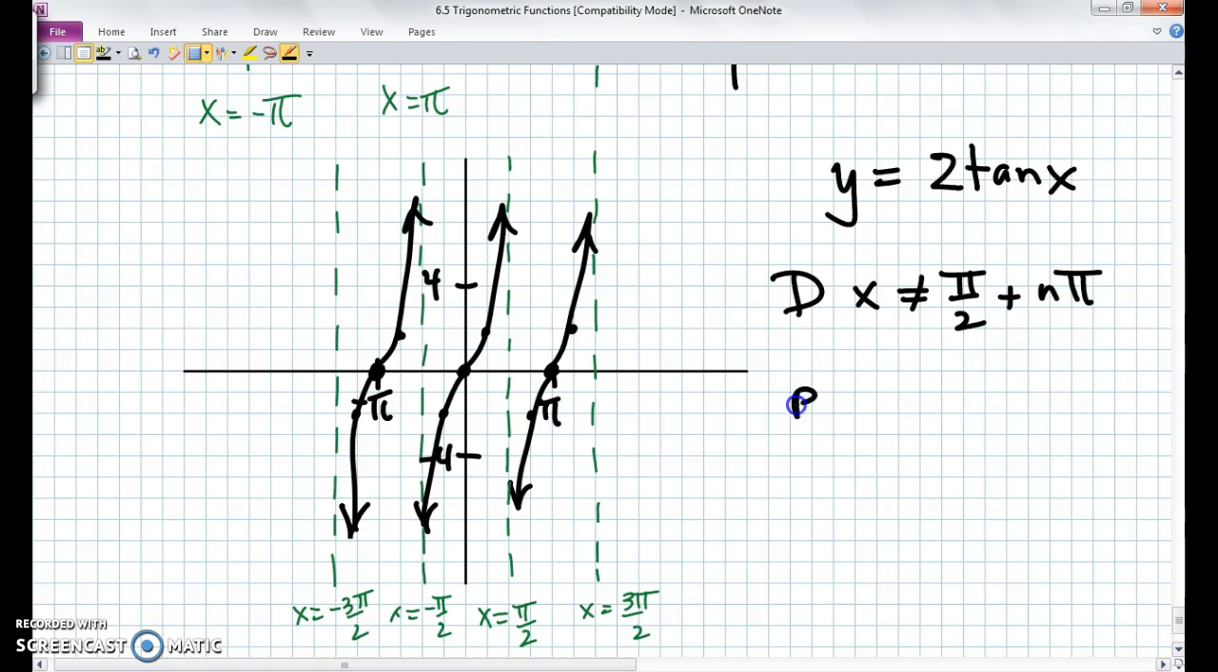Okay? What's the range going to be here? All real numbers, right? The range doesn't change. Okay, Paige, is that all right? Okay.